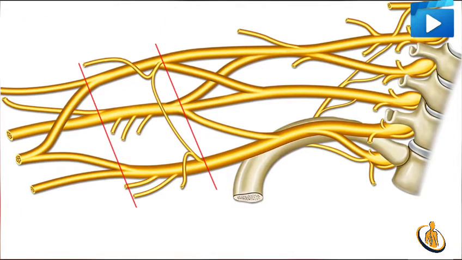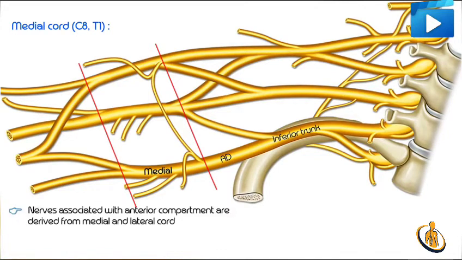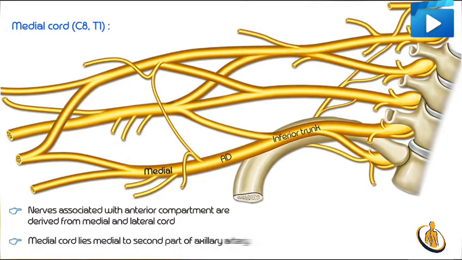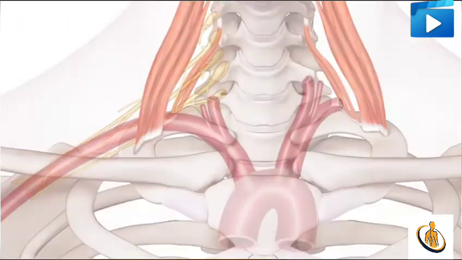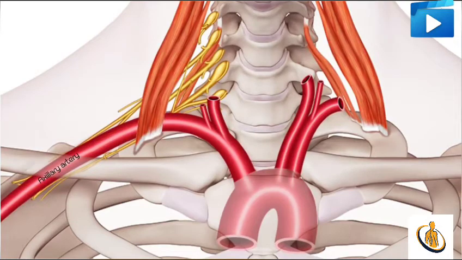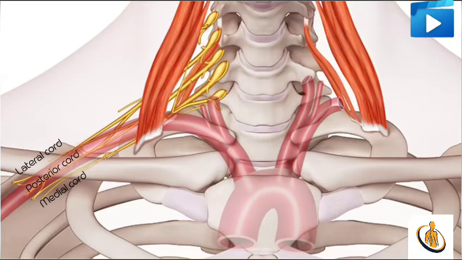And the third one is the medial cord of the brachial plexus. The medial cord is a continuation of the anterior division of the inferior trunk, so it has contributions mainly from C8 and T1. The nerves which are mainly associated with the anterior compartment are derived from the medial and the lateral cord. The medial cord lies medial to the second part of the axillary artery. So if you see the second part of the axillary artery, laterally is the lateral cord, medially is the medial cord, and posteriorly is the posterior cord of the brachial plexus.